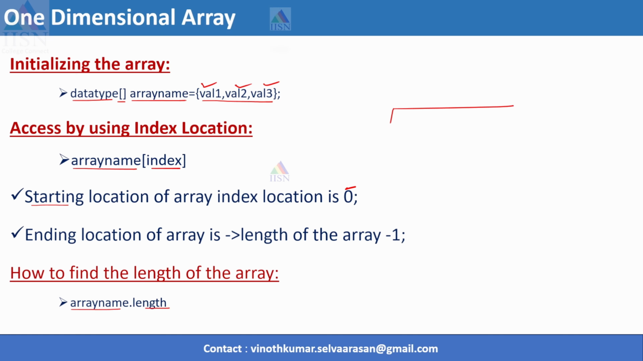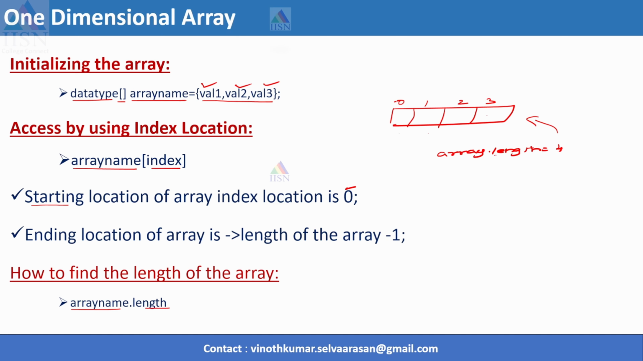For example, if this is an array, you know the array is going to start with 0, 1, 2, 3. If you use array num dot length, it is going to return the value 4 for this particular scenario. Why? Because array dot length counts the values from 1, 2, 3, 4 likewise.